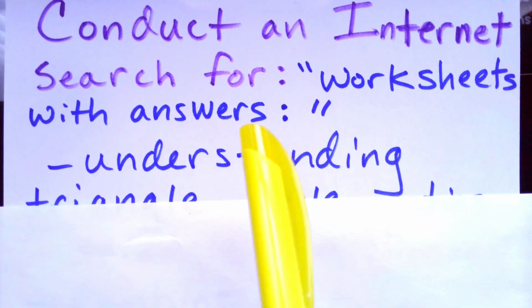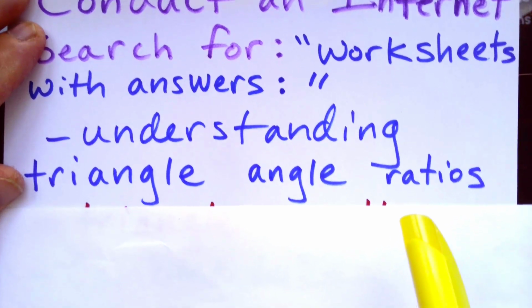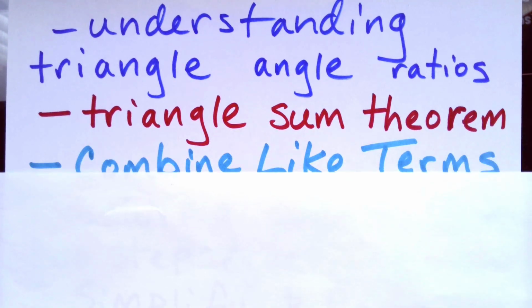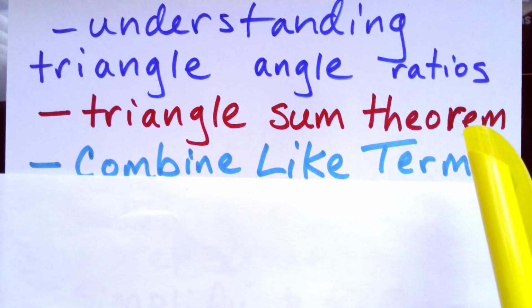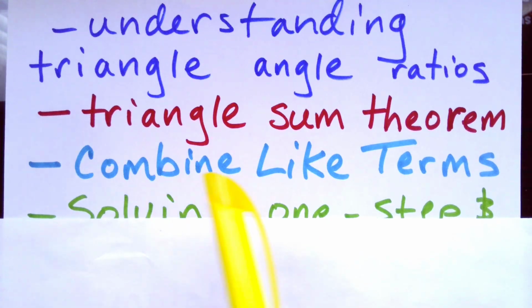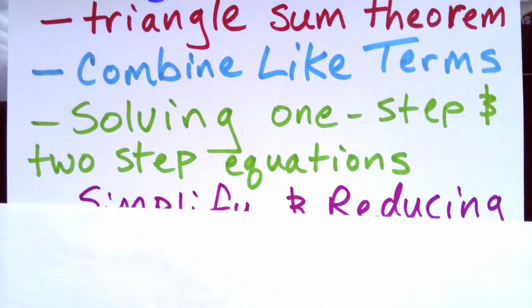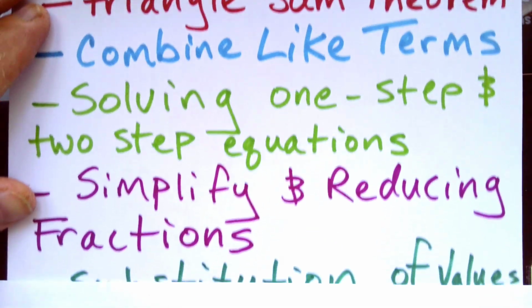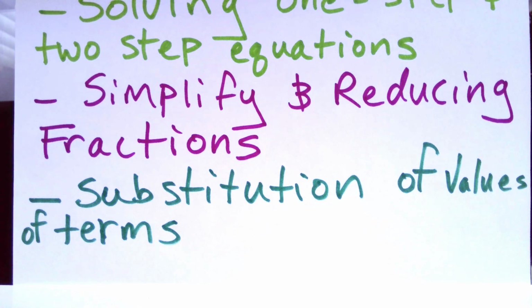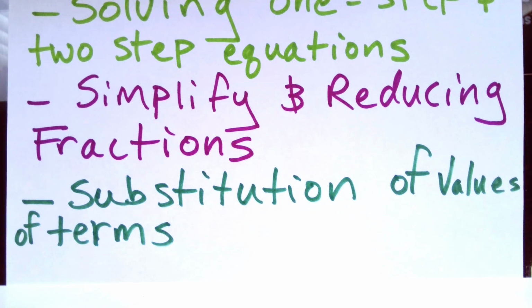So, type in worksheets with answers in understanding triangle ratios. You need to determine and understand triangle ratios. You also want to do a search for your triangle sum theorem. That's all angles adding up to 180 degrees. Look for understanding worksheets with problems and answers on combining like terms, solving one-step and two-step equations, simplifying and reducing fractions, and substitution of values of terms. If you do an internet search for worksheets with answers on these different suggestions, you will strengthen and build your skills, being able to pass those standardized assessments.